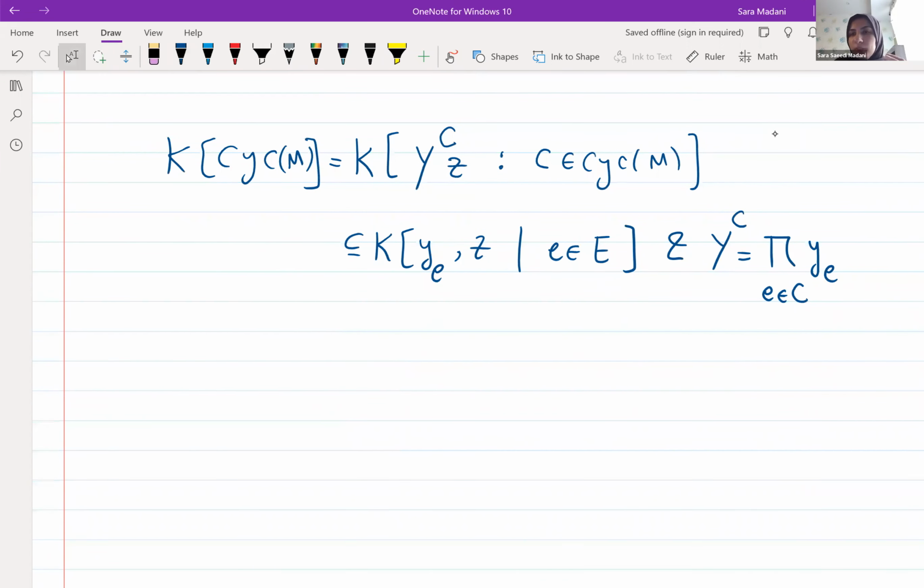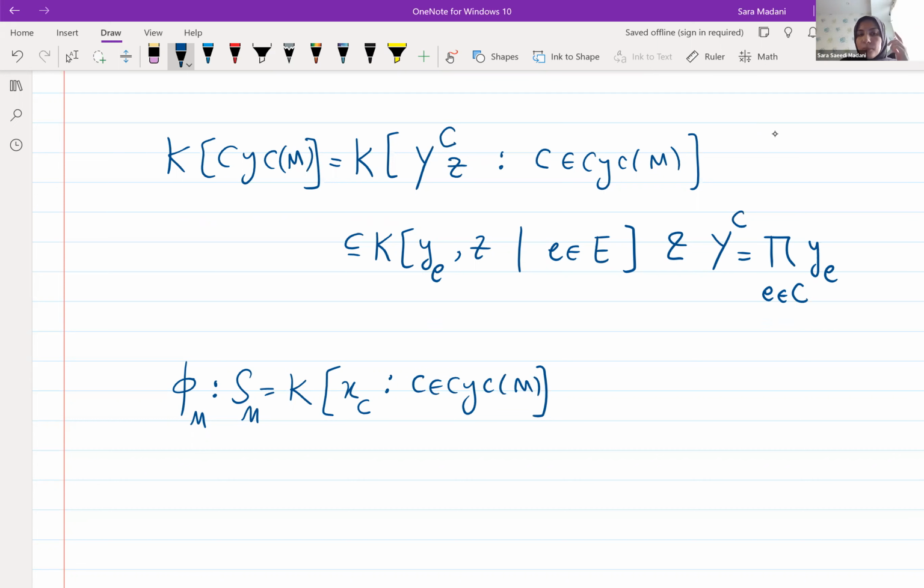But since I'm saying that this is a toric algebra, for those who are a little bit familiar with this concept, now we can represent this algebra by a homomorphism, let us call it phi m, from a polynomial ring S_M. I put m because I just want to remind you that you are working with a matroid M. This polynomial ring is over K again, and its indeterminates are in correspondence with cycles of my matroid. So phi m is from this polynomial ring to my algebra, my cycle algebra.